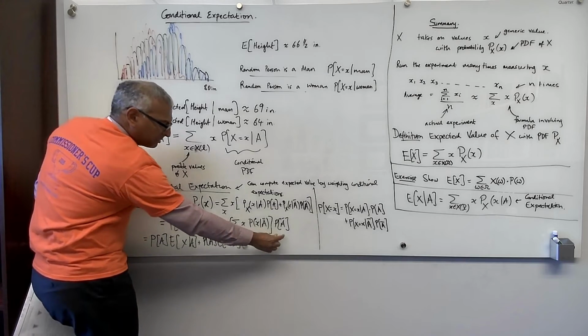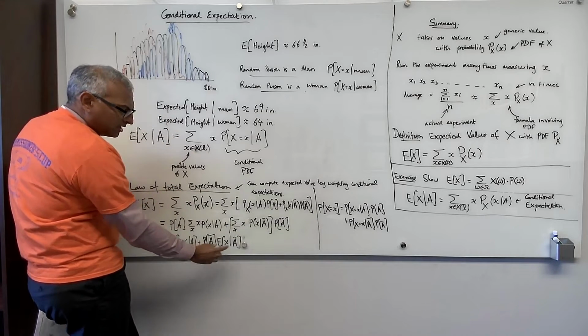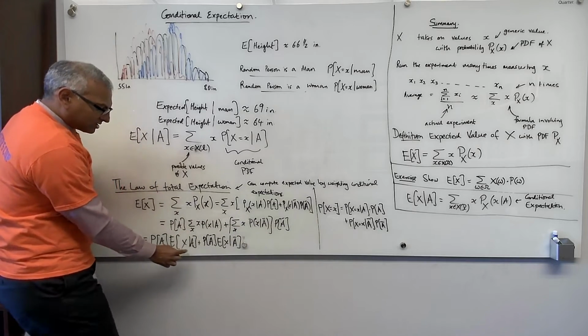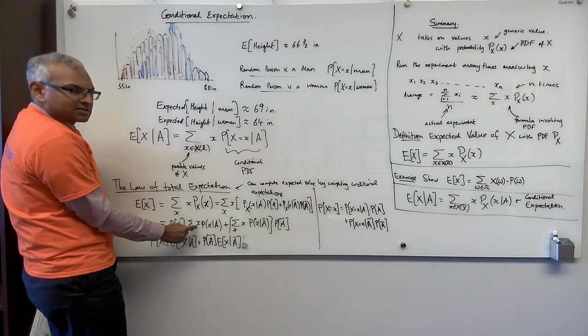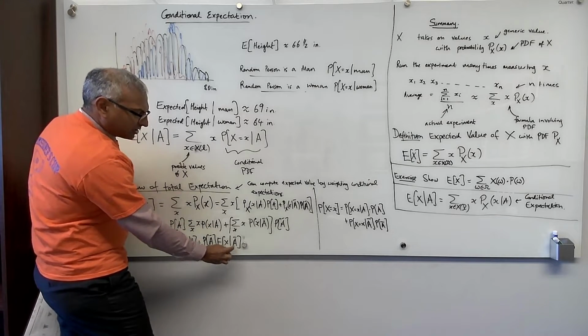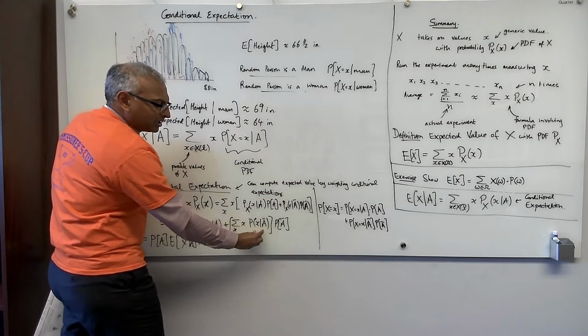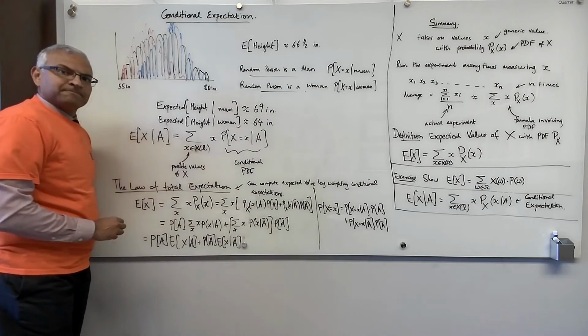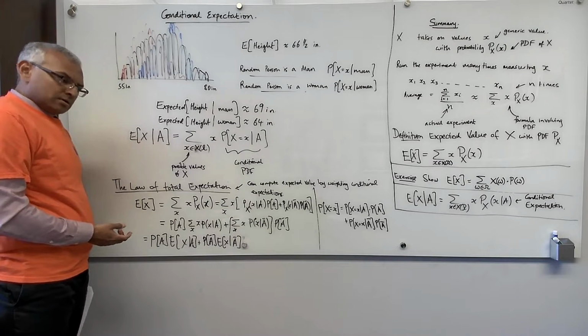Okay, and then the probability of not A, the expected value of X given not A. So the expected value of X given A is just, you weight X by the probabilities of X given A. The expected value of X given not A, you weight X by the probabilities of X given not A. That's all it is. Okay.